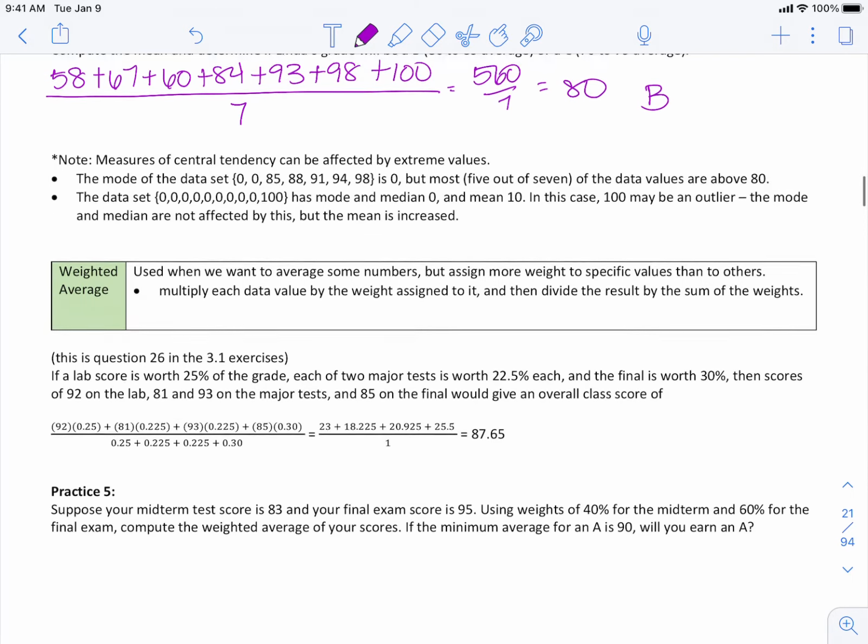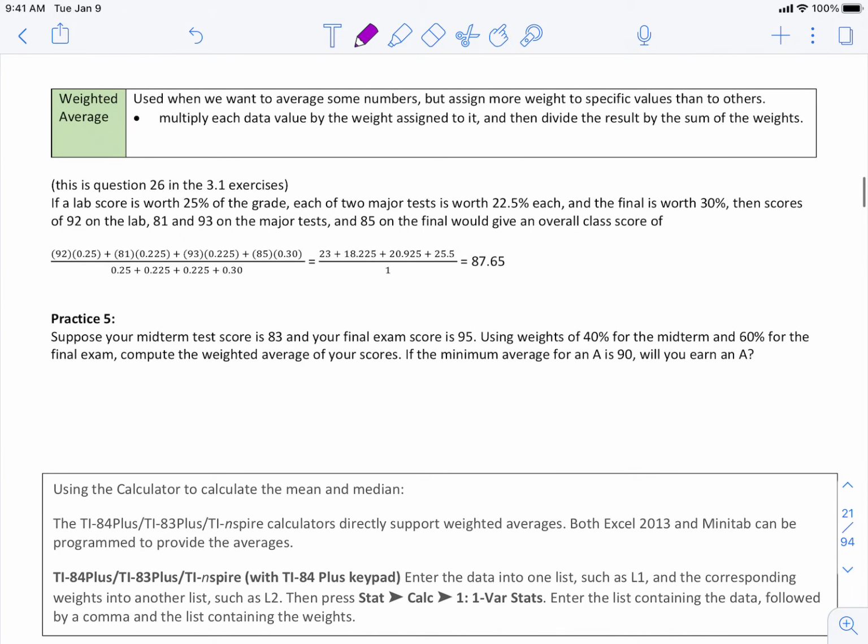Next, we have a weighted average. This is used when we want to average some numbers, but assign more weight to specific values than to others. Multiply each data value by the weight assigned to it, and then divide the result by the sum of the weights. So here's an example from the textbook.